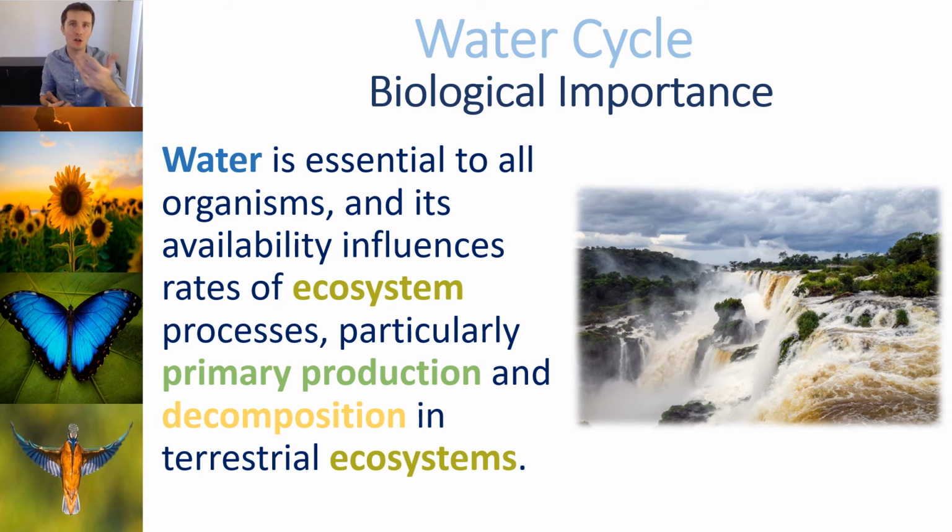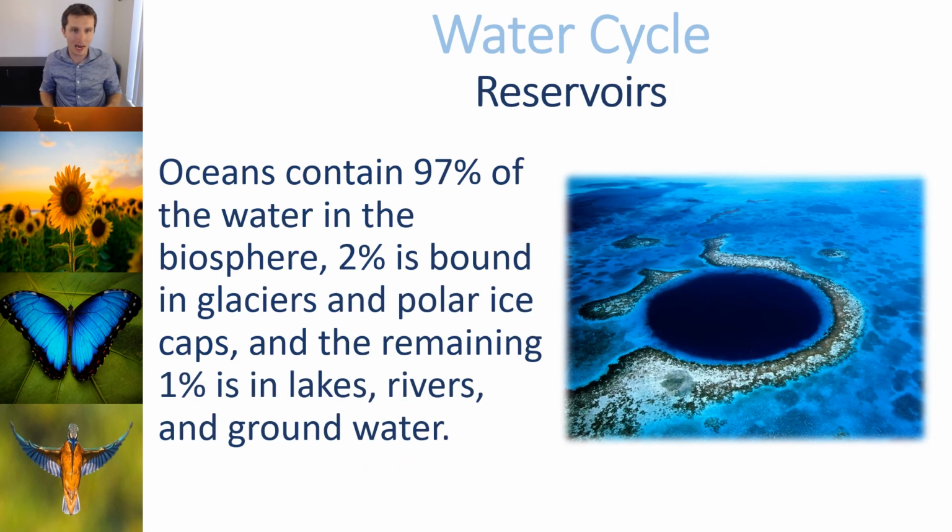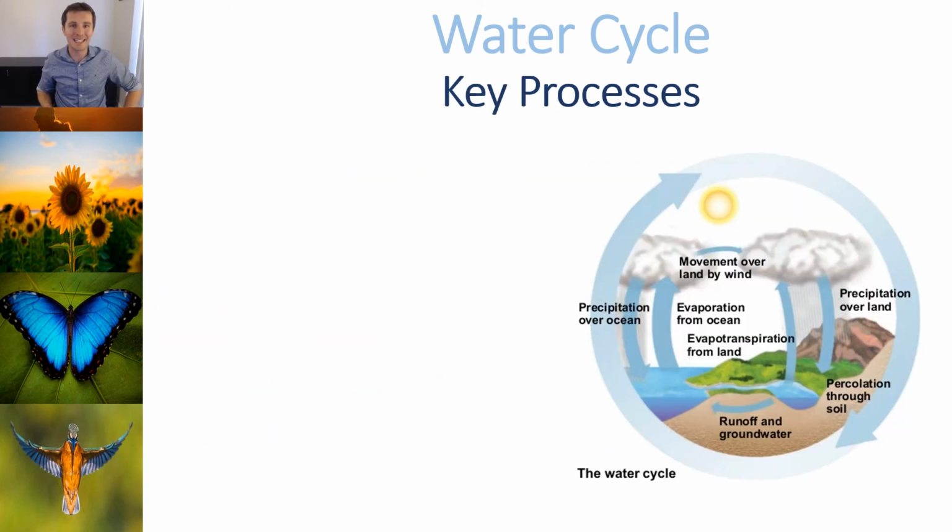Water, very essential. You know you're mostly water. You know all organisms need it basically to live. So let's look at how it is cycled. When considering these, we're going to look at three aspects of the water cycle. First one's reservoirs. So oceans contain 97% of the water in the biosphere. 2% of that is bound in glacier and polar ice caps, and the remaining 1% is in lakes, rivers, and groundwater. And some of that groundwater we can't access. So when we're drinking water, we're looking at this 1% of water on Earth that we're able to use and cycle. So this is a very important thing that we understand the water cycle.